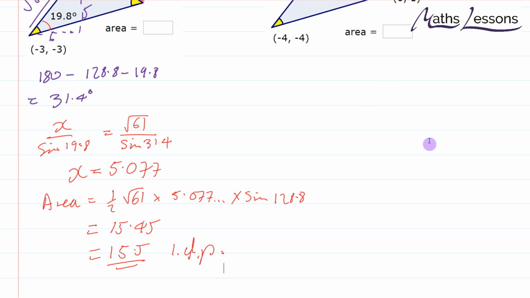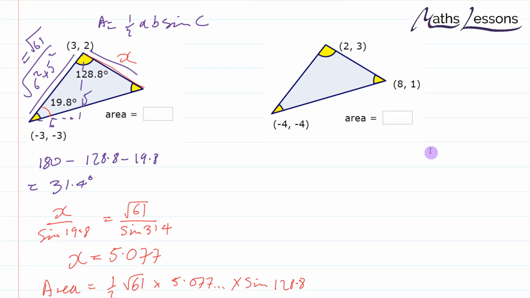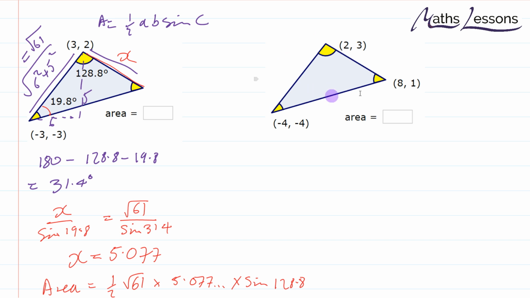Okay, moving on to the next question. Let's give you 3 minutes to have a go at this one. No lengths given, no angles given. Can you work it out?